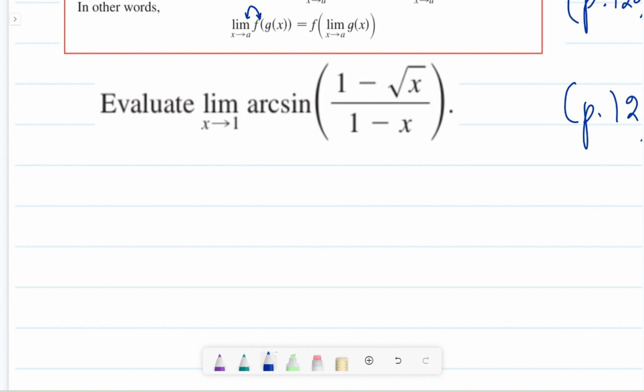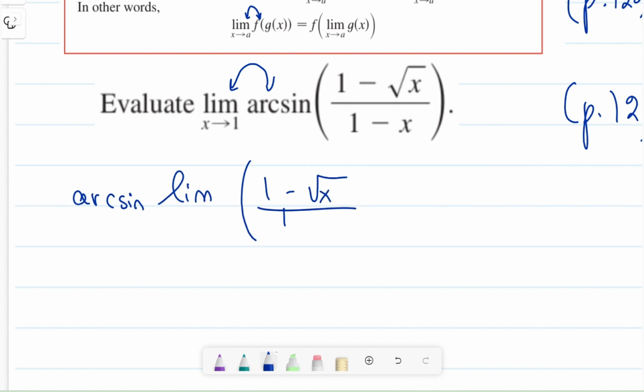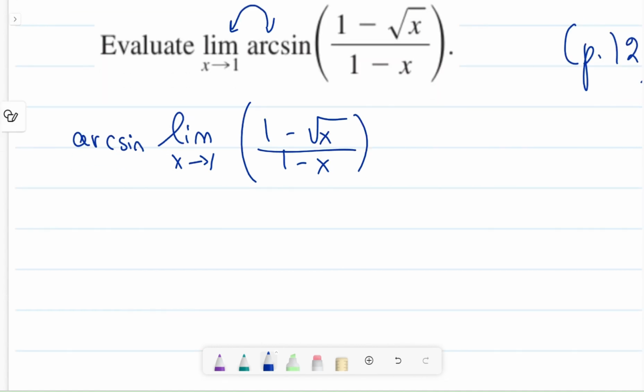So, evaluate the limit of arc sine of 1 minus square root of x divided by 1 minus x as x approaches 1. What we can do in such a case is we can switch the arc sine and the limit. So we can write arc sine of the limit of this entire fraction, 1 minus square root of x divided by 1 minus x as x approaches 1. And then we compute the limit. So if we were to plug in, we would get 1 minus square root of 1, which is 1 minus 1, which is 0, divided by 1 minus 1, which is 0.